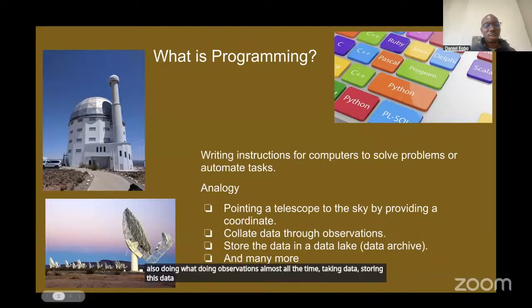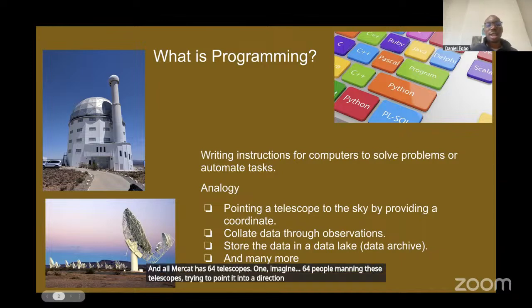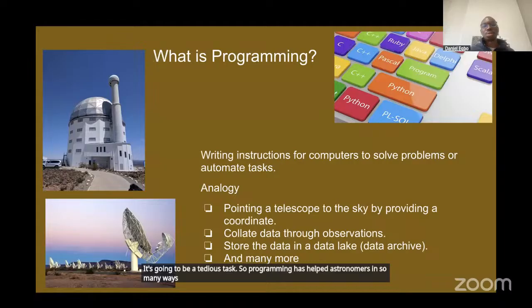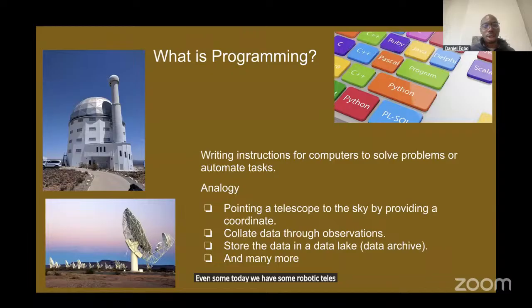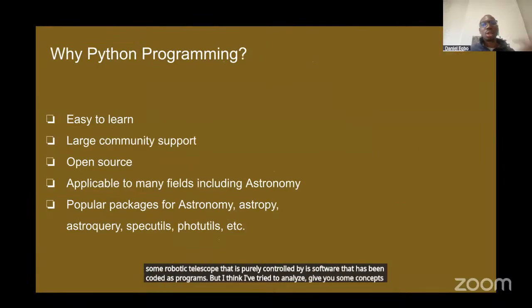And you can see all of these telescopes. In all, MeerKAT has 64 telescopes. Now imagine 64 people manning these telescopes, trying to point them in a direction that they're going to go in the sky. It's going to be a tedious task. So programming has helped astronomers in so many ways in terms of operating telescopes. Even today we have some robotic telescopes, even at SAO here, that are purely controlled by software that has been coded as programs. But I think I've tried to give you some concepts. Now let's go into Python programming.